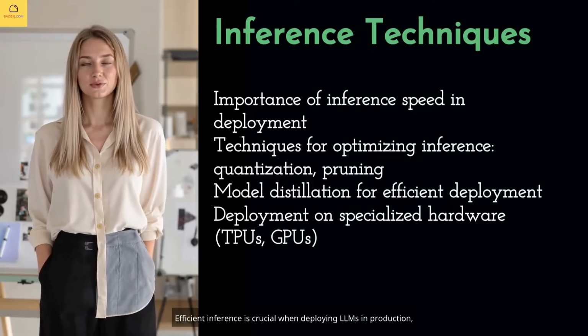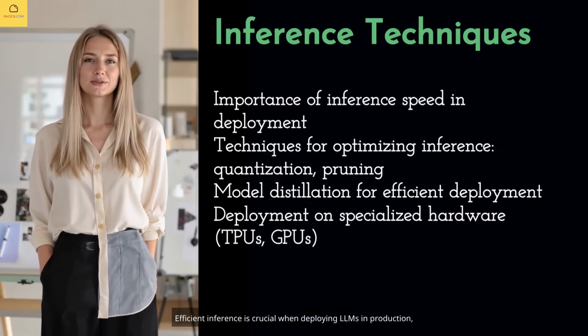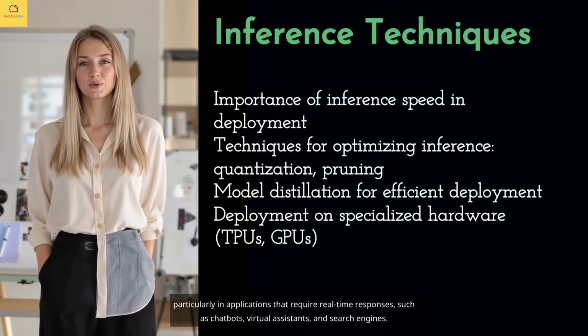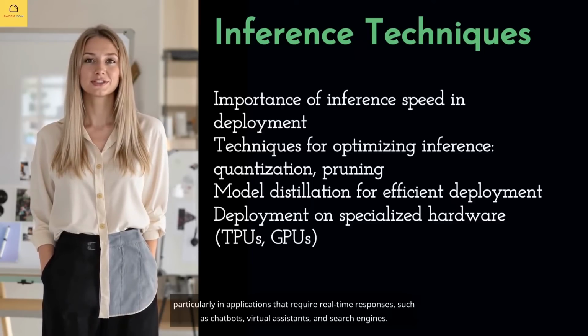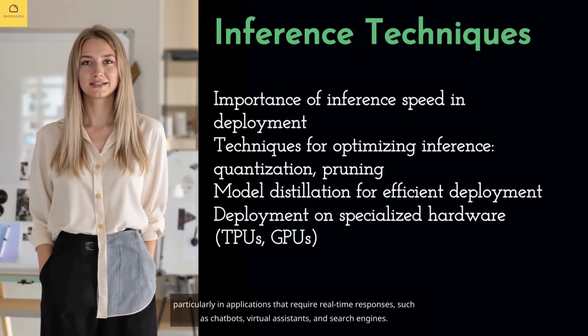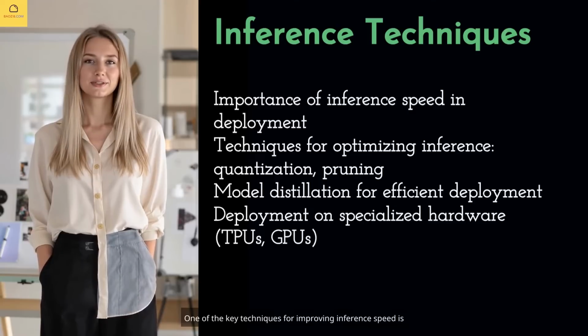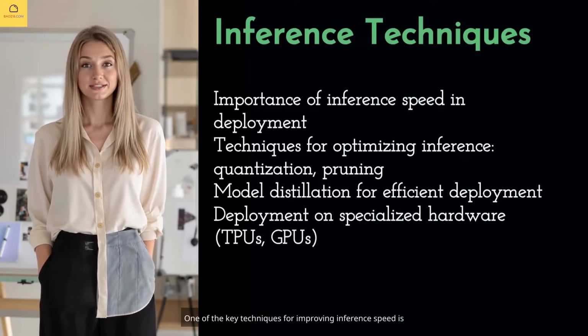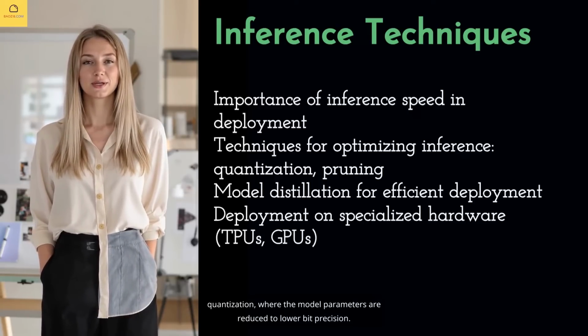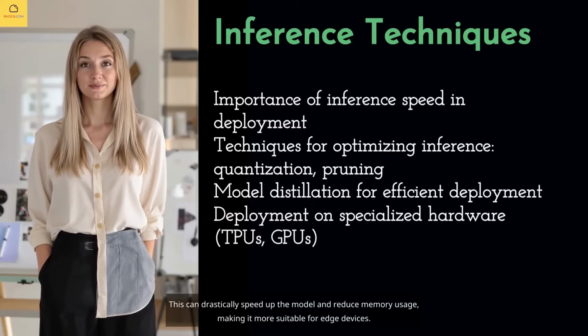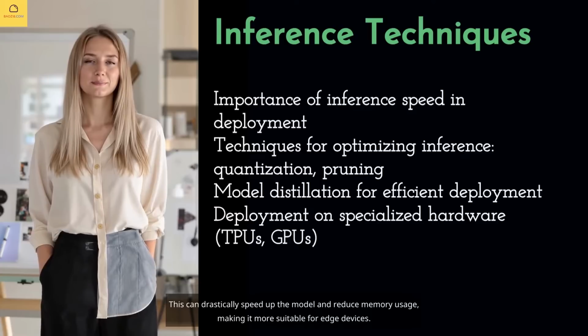Efficient inference is crucial when deploying LLMs in production, particularly in applications that require real-time responses, such as chatbots, virtual assistants, and search engines. One of the key techniques for improving inference speed is quantization, where the model parameters are reduced to lower bit precision. This can drastically speed up the model and reduce memory usage, making it more suitable for edge devices.